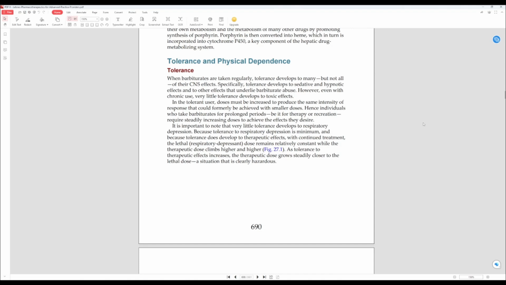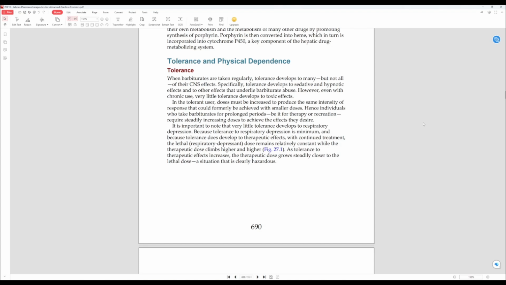When speaking specifically on tolerance, when barbiturates are taken regularly, tolerance develops to many, but not all of the CNS effects. Specifically, tolerance develops to sedative and hypnotic effects, and to the other effects that underlie barbiturate abuse. However, even with chronic use, very little tolerance develops to toxic levels. In the tolerant user, doses must be increased to produce the same intensity of response that could formerly be achieved with a smaller dose. Therefore, individuals who take barbiturates for prolonged periods, be it for therapy or recreation, require steadily increasing doses to achieve the effects they desire.